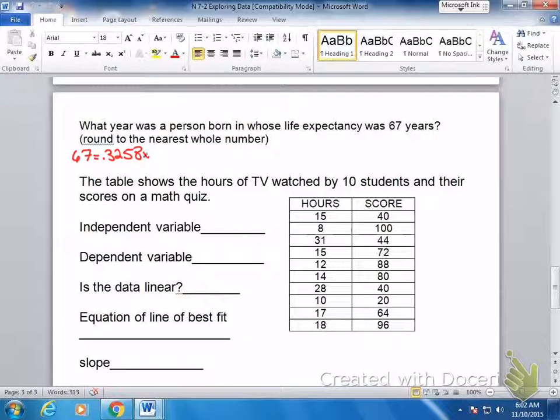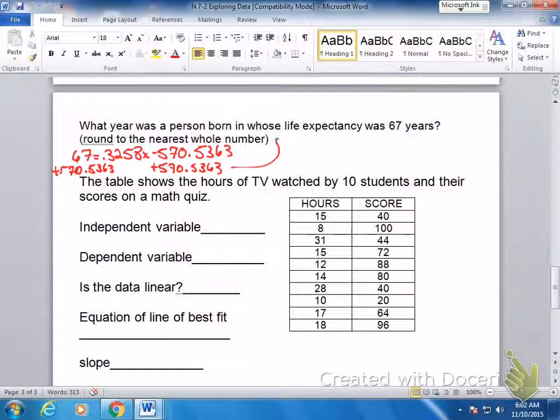We got 0.3258X minus 570.5363. So when we solve for X, the first thing we need to do is move our numbers to the other side. So I'm going to add the 570.5363 to both sides. So we do the arithmetic there.